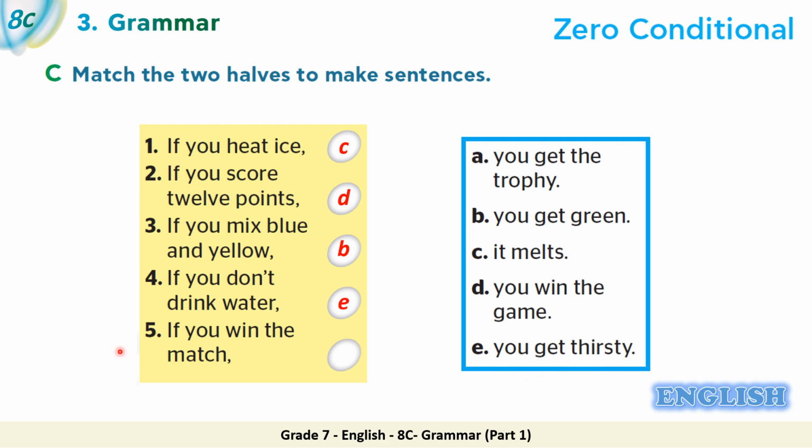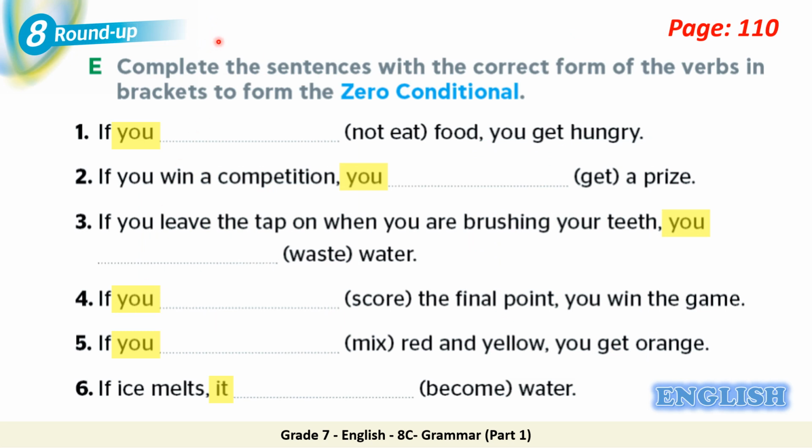How about the last sentence, number 5? If you win the match, that's correct. It's A. You get the trophy. Well done, everyone. Let's do some more practice. Go to the roundup on page 110.